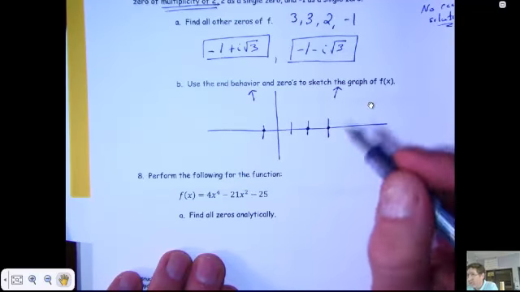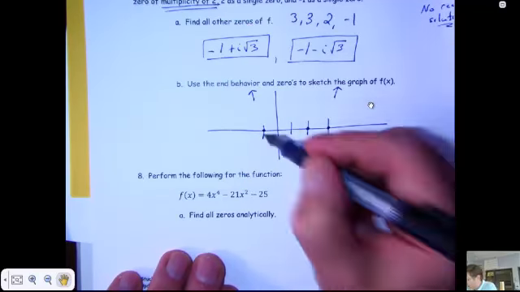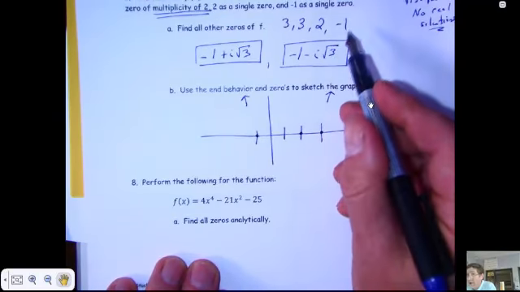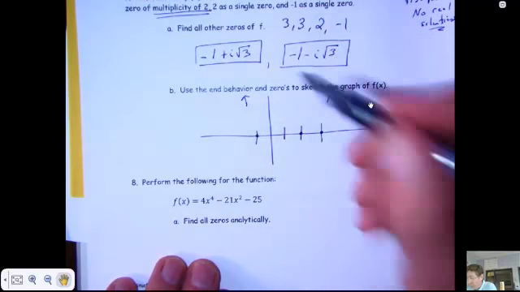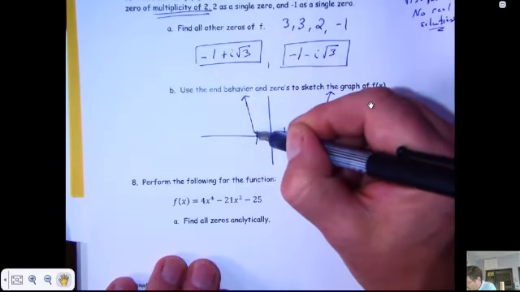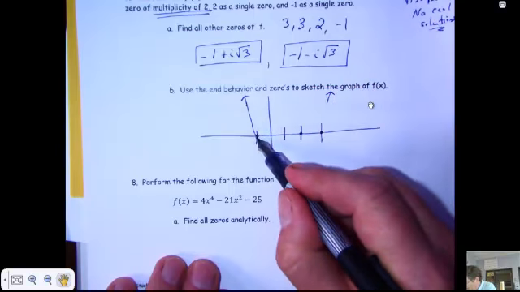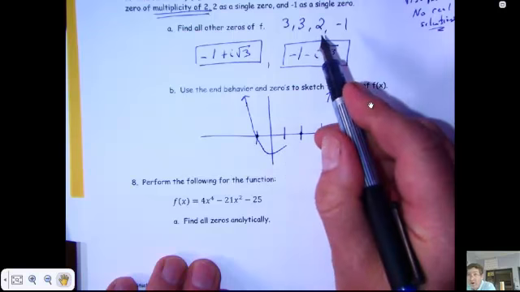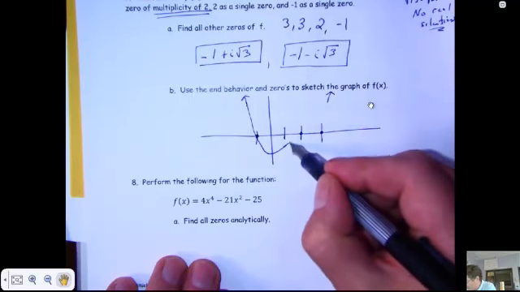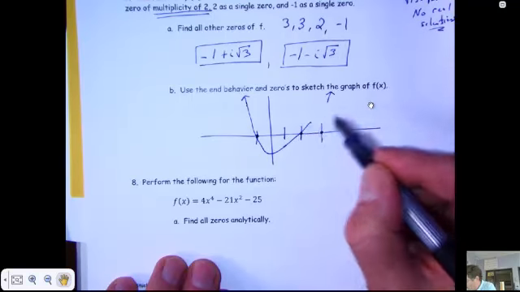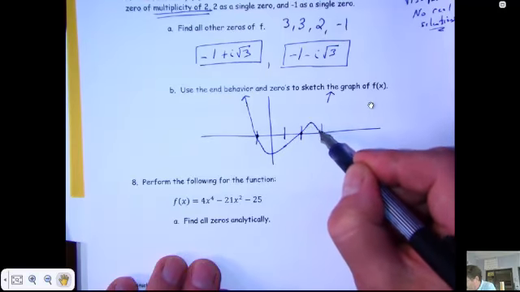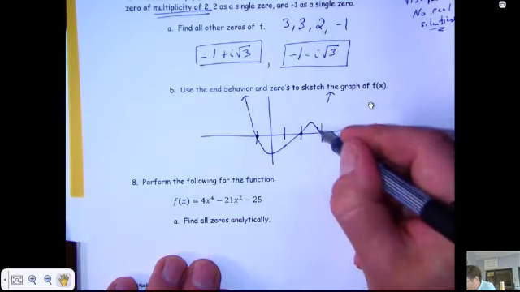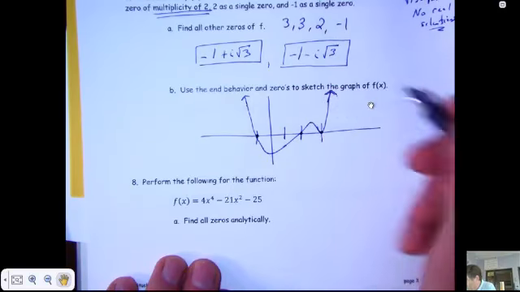An odd multiplicity goes through, and even it just touches. So at negative 1, the multiplicity is 1, so it's odd. That's an odd number, and it goes through there. And then at 2, there's only 1, right? That's odd. So it goes through there. And then it has to come back down to here. But at 3, it's an even multiplicity. So I'm going to touch it and go back, and then it goes back up, and there's my graph.